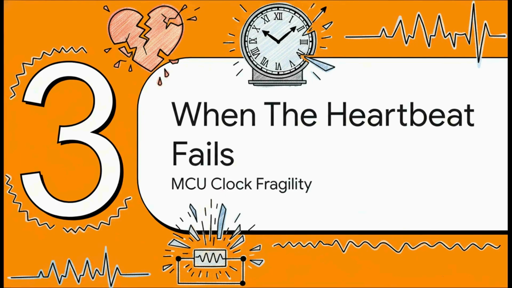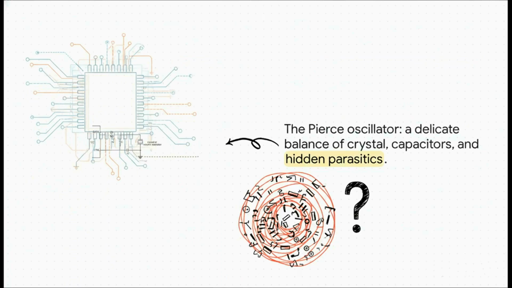So if power is the lifeblood, the clock signal is the system's heartbeat. Let's talk about what happens when that heartbeat fails and why your microcontroller's clock circuit is actually way more fragile than you think. This right here is the Pierce oscillator. You'll find it in pretty much every microcontroller system. It looks so simple, right? Just a crystal and 2 little capacitors. But don't let that fool you.